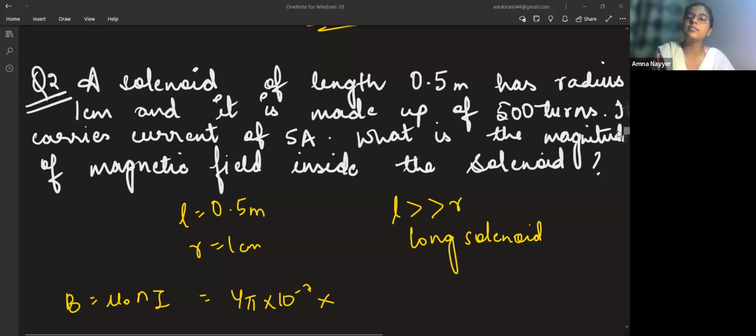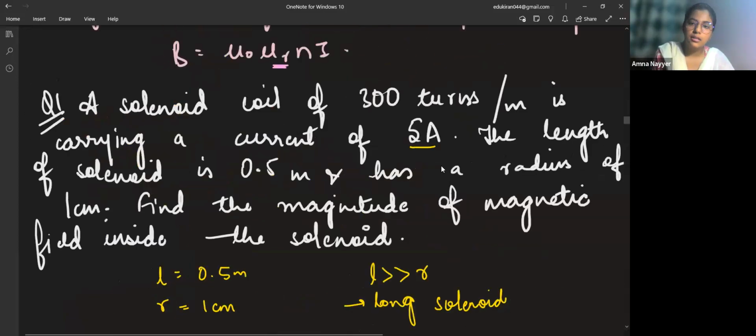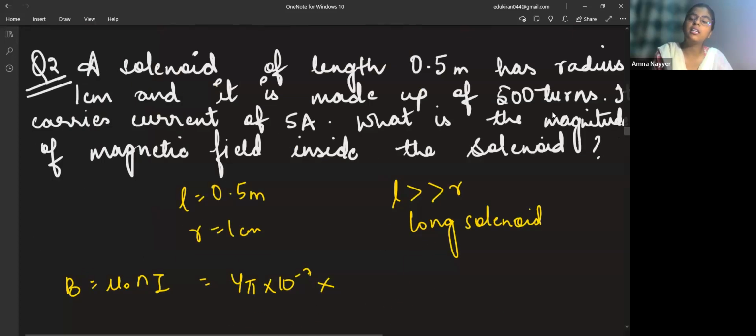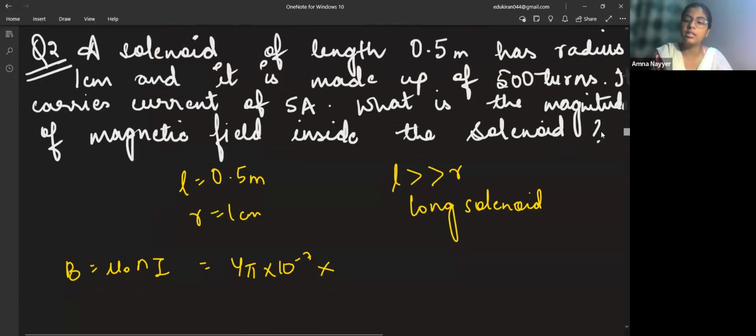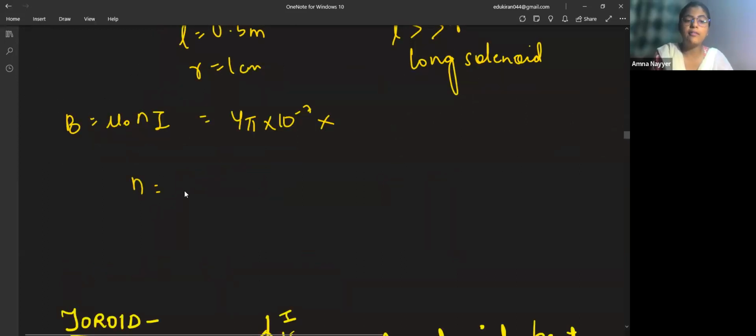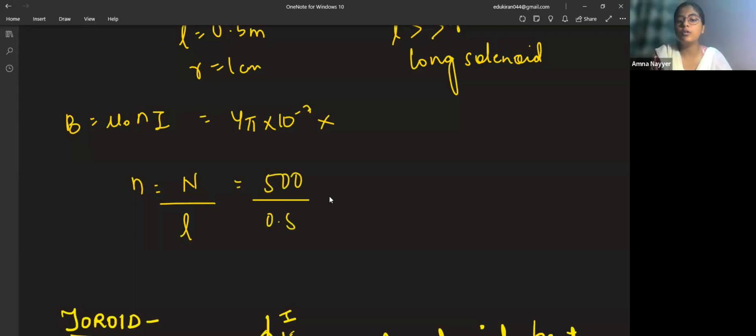This is the difference from this question. Here we were given number of turns per unit length. 300 turns per meter was given. Right now in this question only 500 turns, that is number of turns, are given. So it means small n we have to find out, number of turns per unit length. Number of turns are given 500, length is 0.5. So that becomes 1000 turns per meter. So you have to put 10 to the power 3.